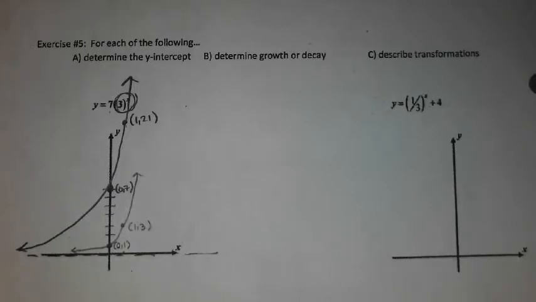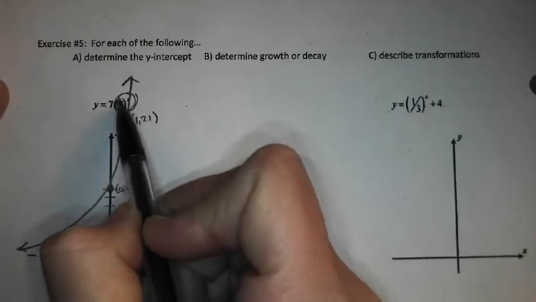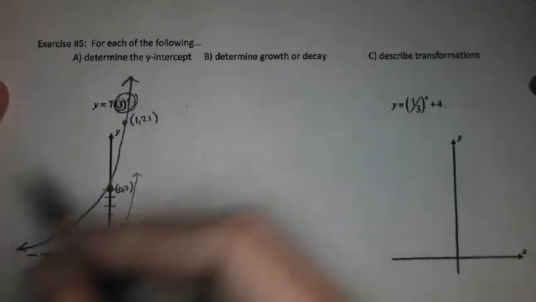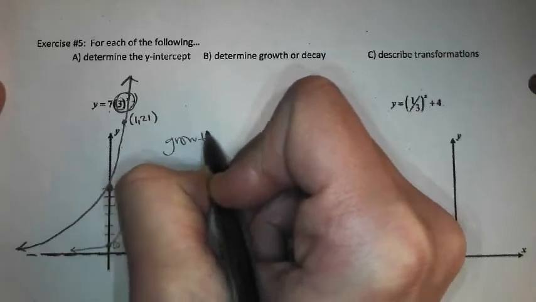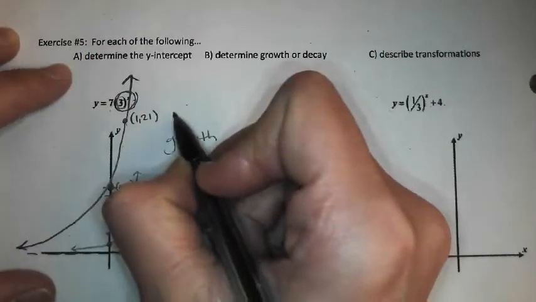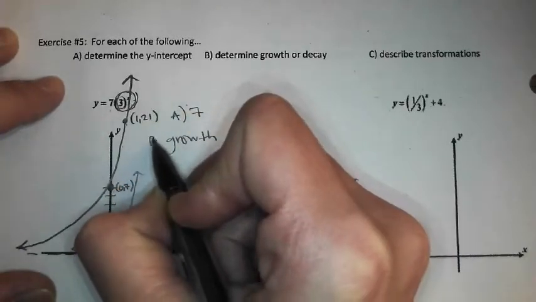Was this growth or decay? Growth, because the base, when you raise it to the x power, the base was 3, and that's greater than 1. So this is growth, and you can see it from the graph. The y-intercept, we have it visually. It's 7, so part A is 7.